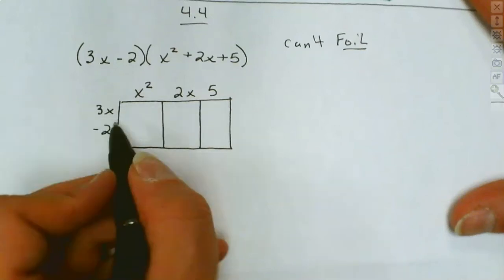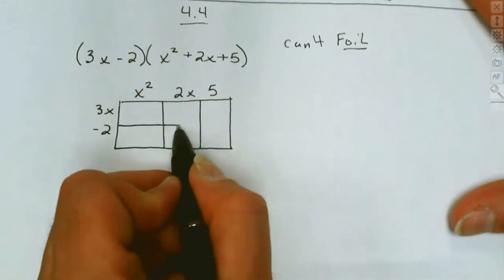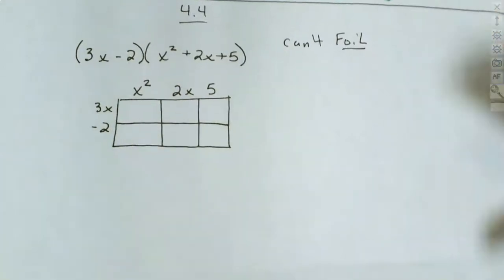So we couldn't FOIL it, so we have to come up with another way of multiplying it, so we use what's called the box method. And you can write the larger one down the side if you prefer. I usually just write the larger one across the top, smaller one down the side. We can't FOIL it because there's 5 terms total. FOIL only works with 2 terms times 2 terms. So this is going to be too big to FOIL. So we use what I call the box method. It's just basically lattice multiplication.